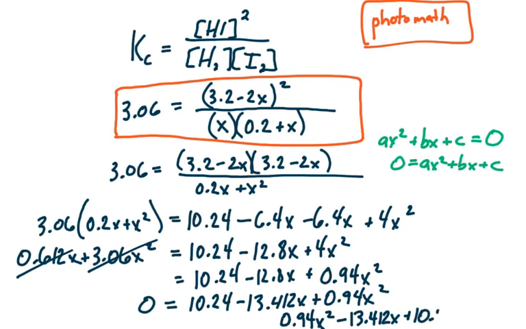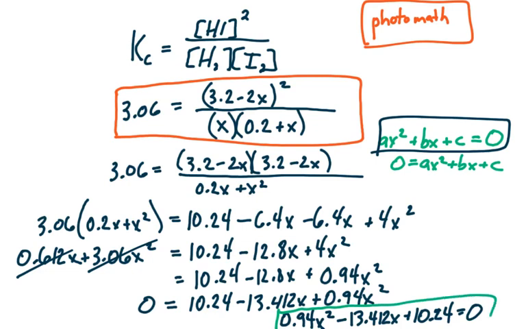Plus 10.24 equals 0. Okay? I didn't move anything to any other side. I just shuffled them around so that they represent this. All right, so here we have our quadratic expression. Because we have this quadratic expression, well, it still hasn't given us x, but there's a very, very useful thing that we can use to solve for x if we have a quadratic expression. That is the quadratic formula.